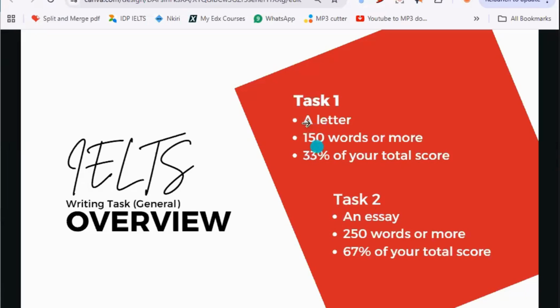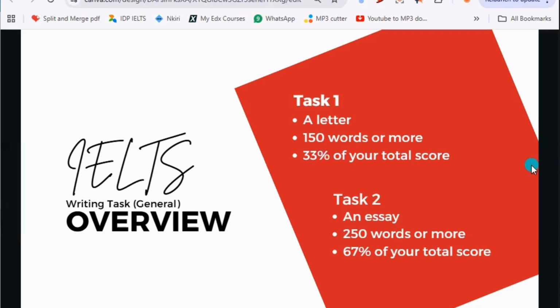For your task 1, you are writing a letter. Your letter should not be less than 150 words. You can write 150 words, 160 words, 170 words, 200 words. Write as long as you want to write. Just make sure you address what they ask you to address. Task 1 will account for 33% of your total score. Keep that in mind.